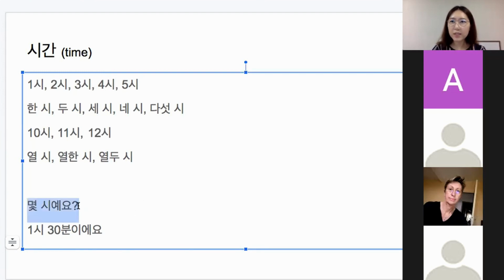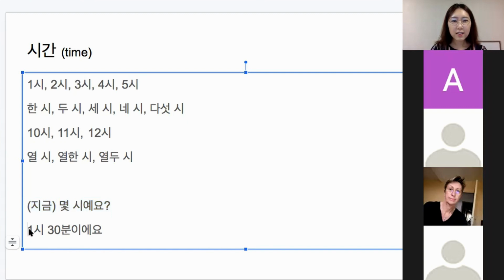몇 시예요? What time is it? 몇? What? 시? Time. 예요 is the ending for formal way. 몇 시예요? What time is it now? 지금 is now. So we can just ask 몇 시예요? Or if you want to be specific right now, 지금, then you can ask 지금 몇 시예요?